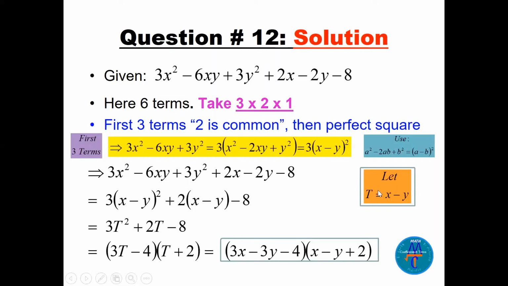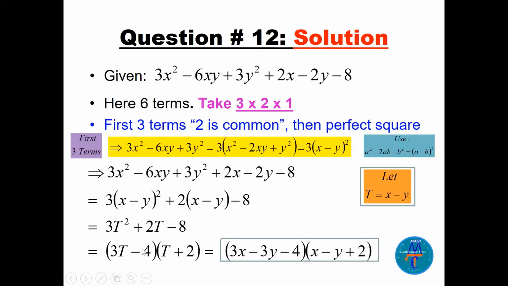Now I can change the variable here. This is a little idea, simple idea, to make it simple. So I put x minus y, let x minus y or t is equal x minus y. So I have 3t squared plus 2t minus 8. This is a trinomial. See, instead of 6 terms, now I have 3 terms, easy to factor.